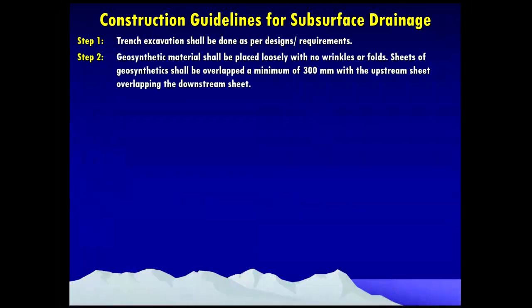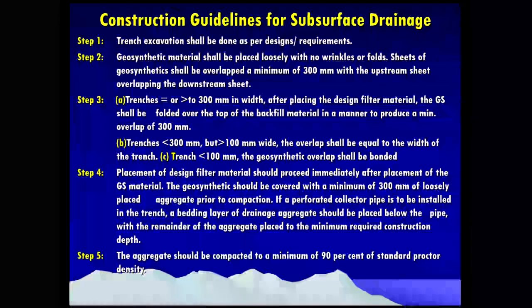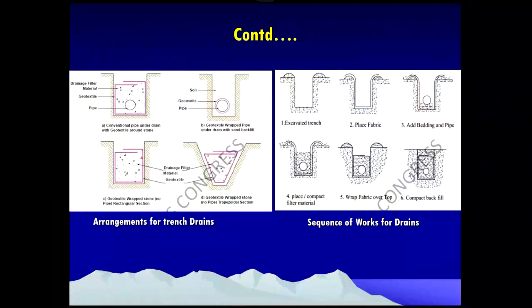The Indian Roads Congress has given a step-by-step procedure for the construction of the trenches, drainage lines, and all those things, which I'm not going to discuss, but they say that. So this is the step-by-step procedure. It is self-explanatory. You can go through it at any point of time and read these things. The first one is the conventional pipe underdrain with geotextile around the stone, the geotextile-wrapped stone in pipe in the trapezoidal section.